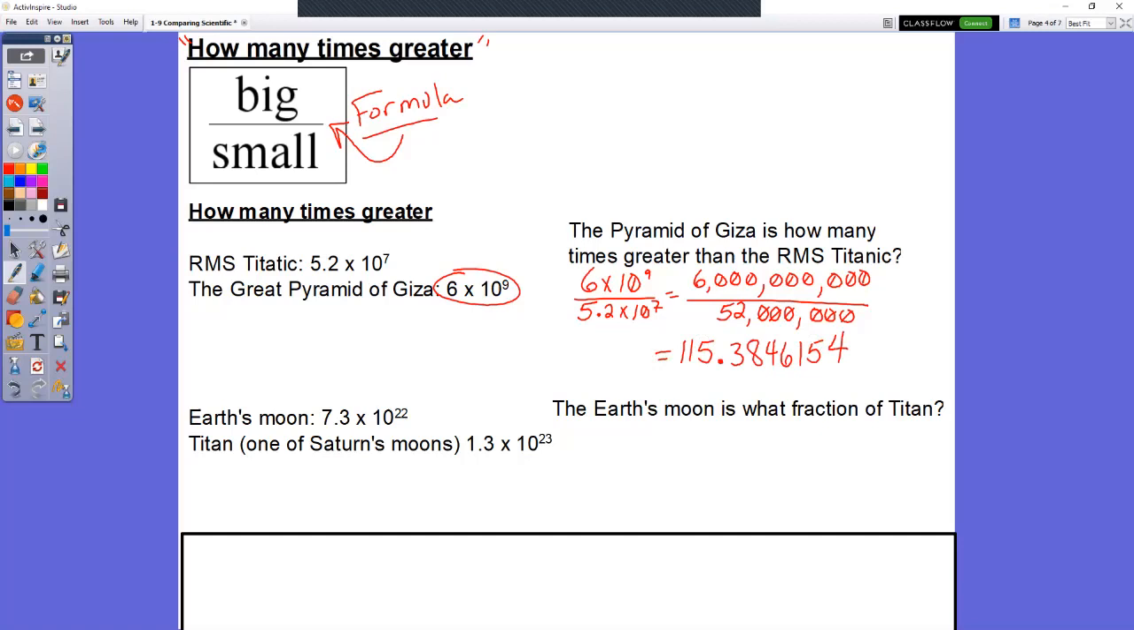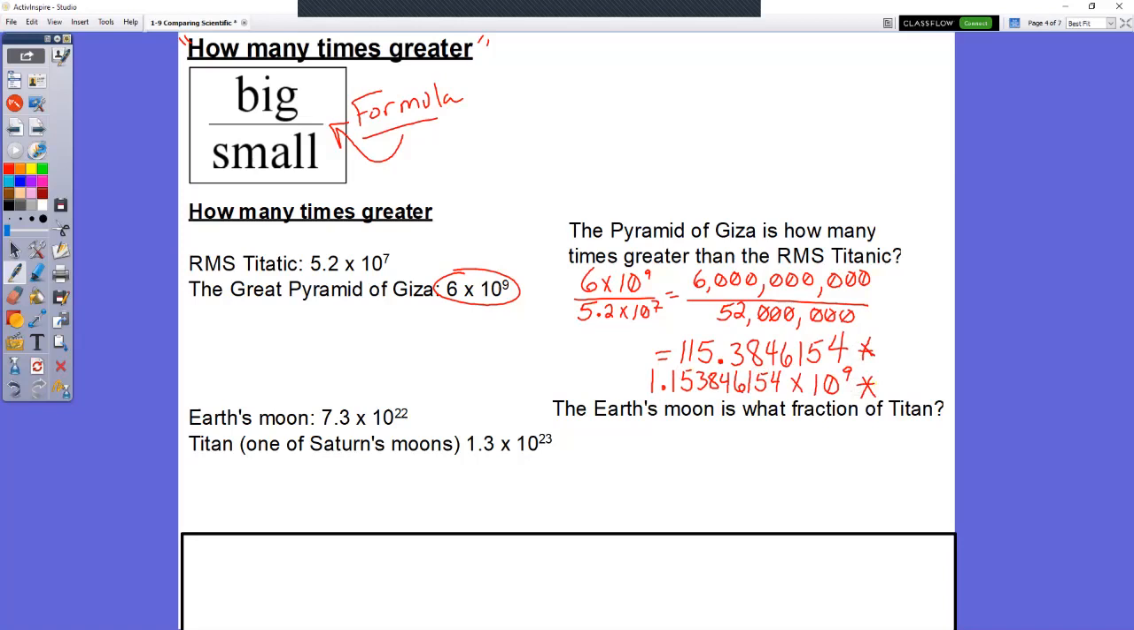In the case that they did want you to convert that into scientific notation, you could say 1.153846154 times 10 to the 2nd. Either one of these would be acceptable answers based on if the question was specific or not.